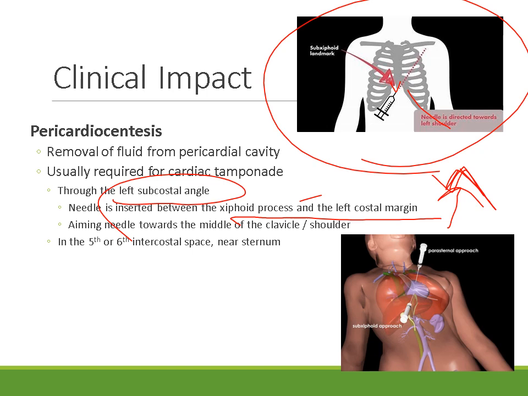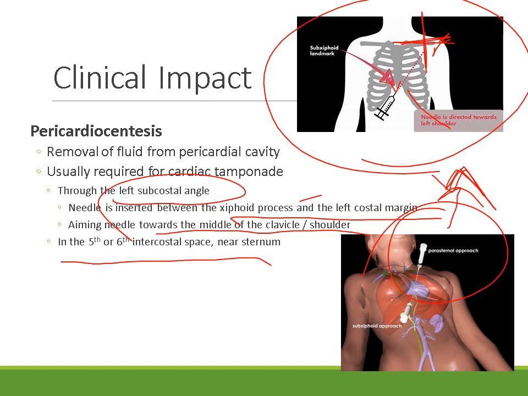Now you want to aim your needle or angle your needle towards the middle of the clavicle, or up towards the shoulder. So here at the top you can see the clavicle. So the middle of the clavicle is about right here, right? So angling towards that point or towards the shoulder allows you to go up into that pericardial cavity. You can also go in through the 5th or 6th intercostal space at the lateral border of the sternum, and that's what this is showing you right here.